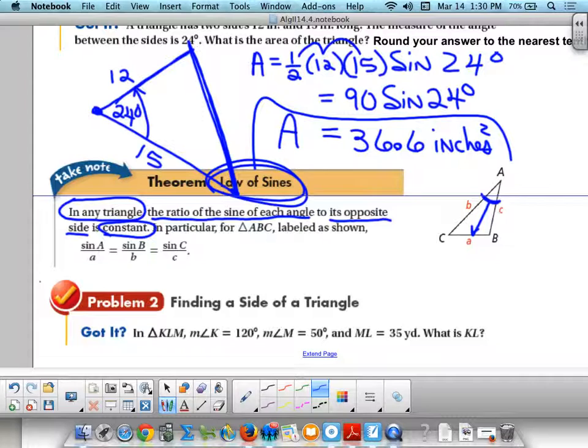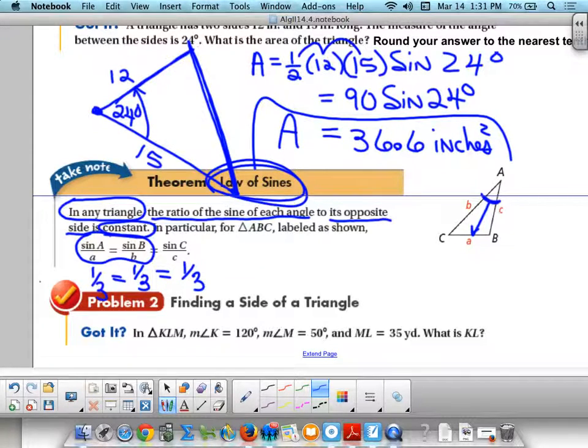These are all equal ratios. So like for instance, this could be 1 over 3. Guess what this one is? 1 over 3. Guess what the next one is? Okay, and if this is true, then what you and I can do is we can take any two of these, set them equal to each other, and find missing sides and missing angles. And that's what you're going to do throughout this whole lesson. I'll ask you to find side A, or I'll ask you to find angle B.